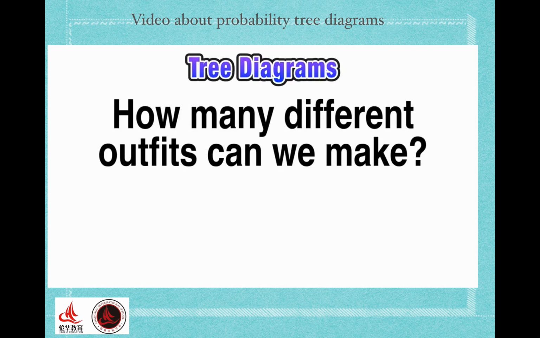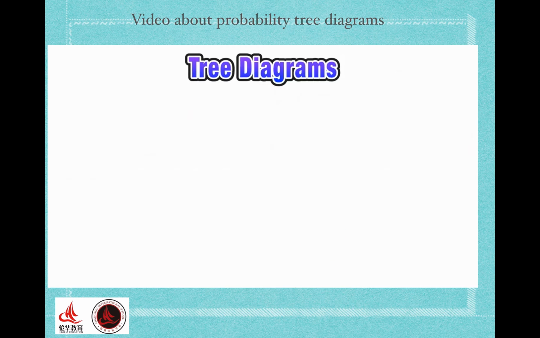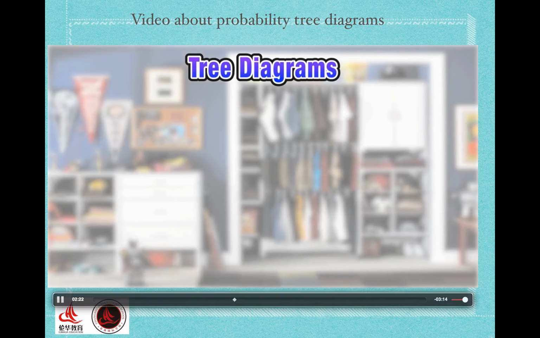So now we're ready to extend our understanding of tree diagrams to a more complex example where we're going to help Josh figure out how many different outfits he can make with what he has in his wardrobe. So what we're looking to find is the total number of different combinations of outfits that we can make with the following choices.